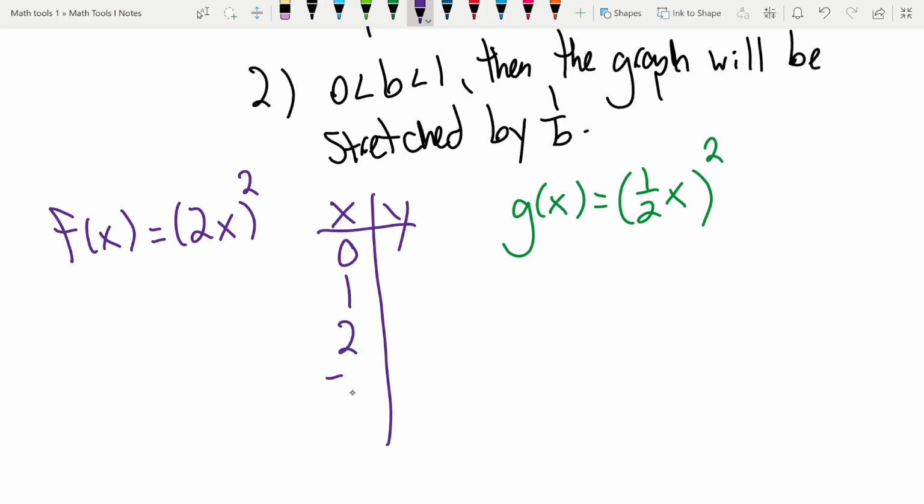So if we put in our trusty points, if we put in 0, we're still going to get out 0 because everything's being multiplied by 0 here. If we put in 1, we're going to get out 4, because 2 times 1 is 2, squared is 4. If we put in 2, we're going to get out 8. If we put in -1, we're going to get out 4. And if we put in -2, we're going to get out 8.